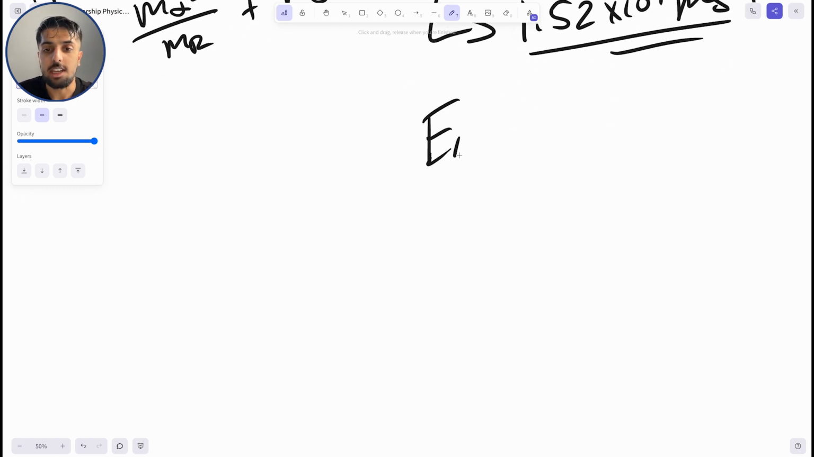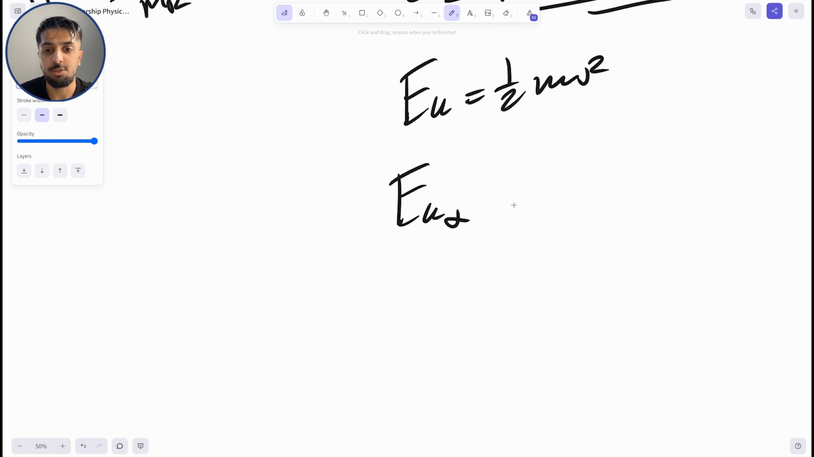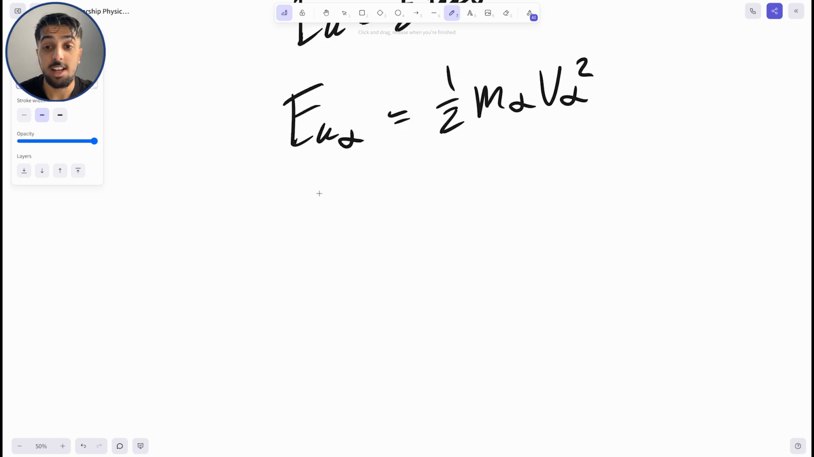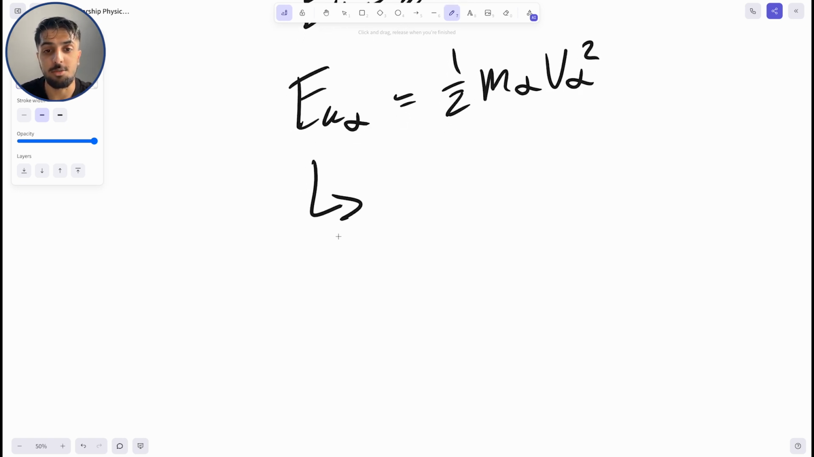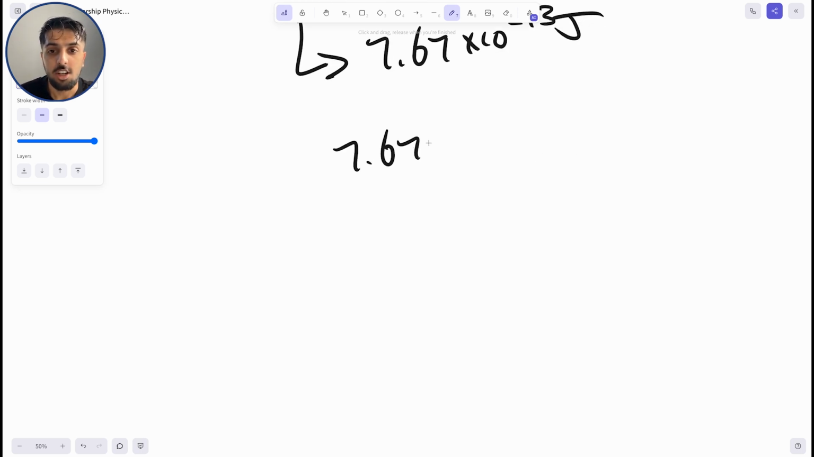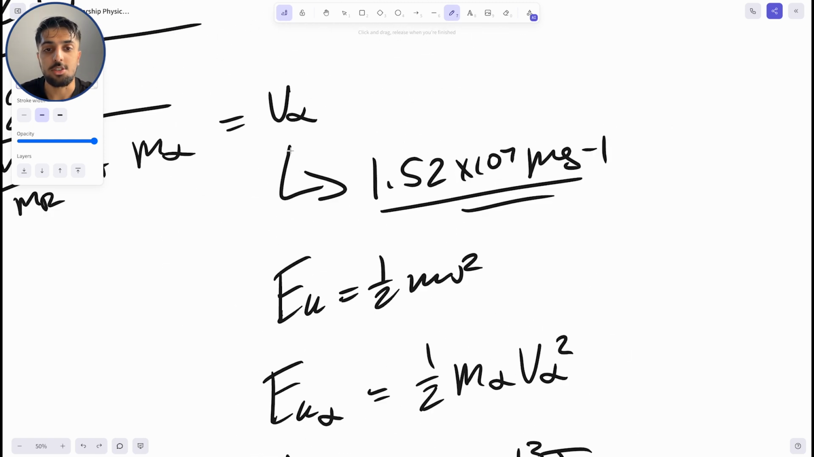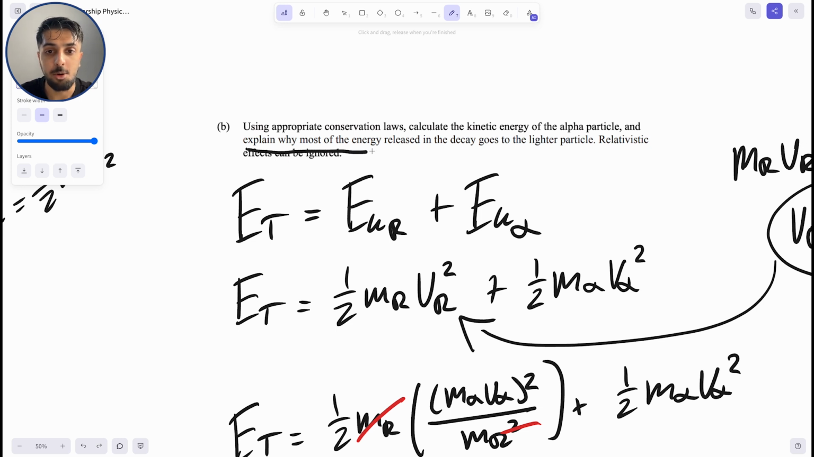Now, again, as we know, EK is equal to half mv squared. The EK of the alpha particle is equal to half times the mass of the alpha particle times the velocity of the alpha particle squared. And subbing in our values, this gives us a value of 7.67 times 10 to the negative 13 joules. Now dividing that by the charge of an electron in order to get the value in electron volts, this gives us a value of 4.79 mega electron volts.